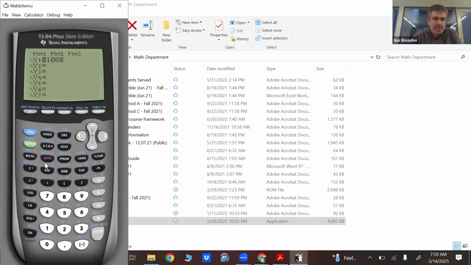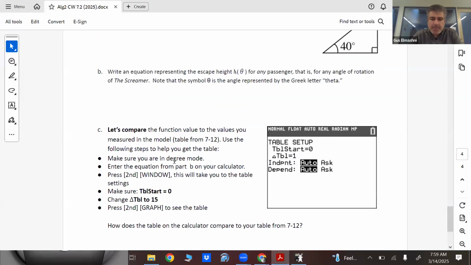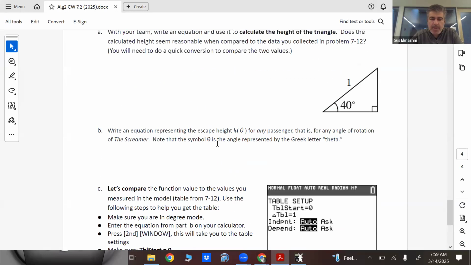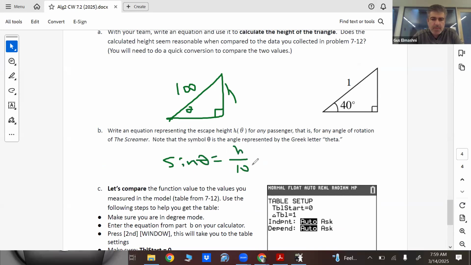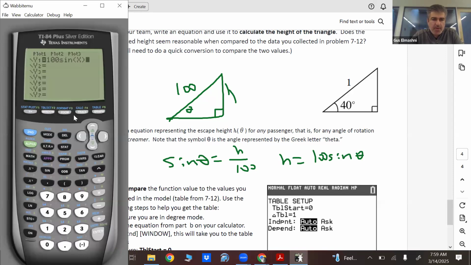Okay, so I'm struggling here, guys. 100 sine x, because that's the actual equation we're working on, and that's what you're going to do in the worksheet. For part B, you're going to try to come up with the equation. Because remember, if you're actually on the ride, the radius is 100 meters, and that's theta, and that's the height. So sine theta is h over 100, so h is 100 sine theta. That's what we're actually going to graph.